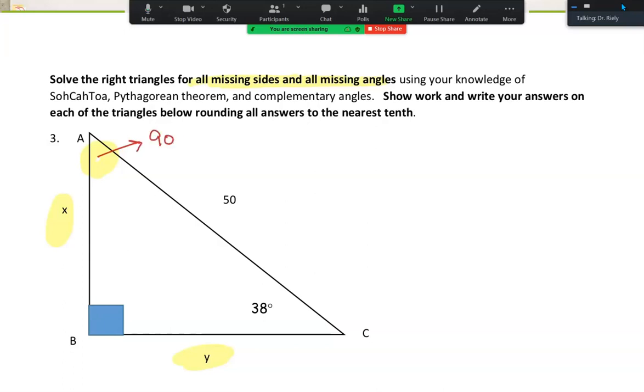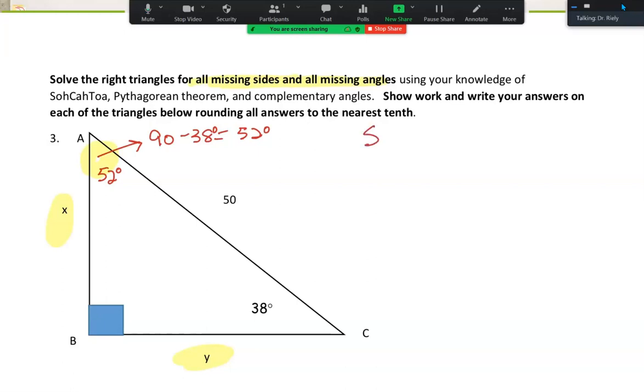So 90 minus 38, and that's going to give us what? It should be about 52. So that equals 52 degrees. So that's my angle right here, it would be 52 degrees. So then let's see if we can get some of the missing sides.